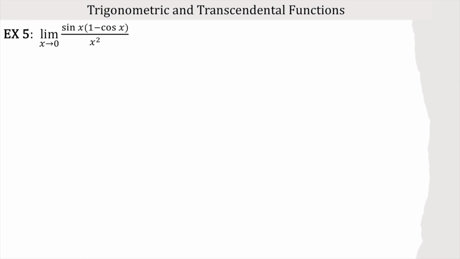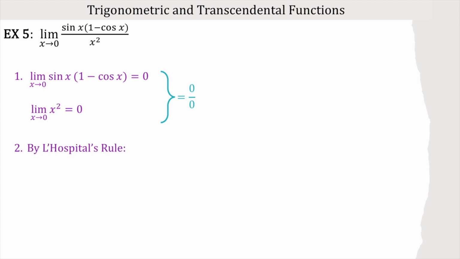We can do the same thing with trig functions and transcendental functions. So here we have the limit as x approaches 0 of sine of x times 1 minus cosine x all over x squared. Same process, even though there are trig functions. Plug in 0 to the numerator, you get 0. Plug in 0 to the denominator, you get 0 again, and we have indeterminate form.